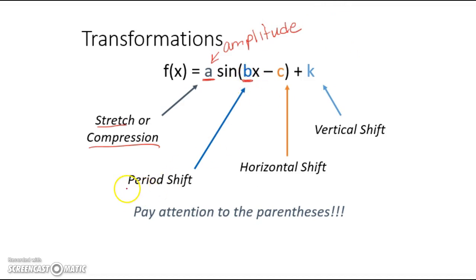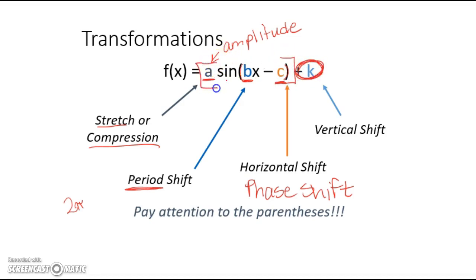Remember, the coefficient to x affects the period, whether the function, sine or cosine, cycles through the normal 2 pi quicker or slower. Inside the parentheses, if we have plus c or minus c, that is a horizontal shift. We call that a phase shift. And if we just have a real number value, a constant, added or subtracted out here to the whole function, that is going to shift it either vertically up or vertically down.